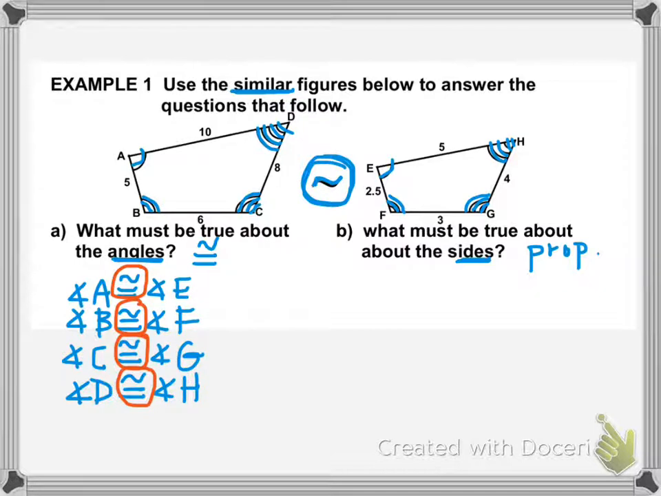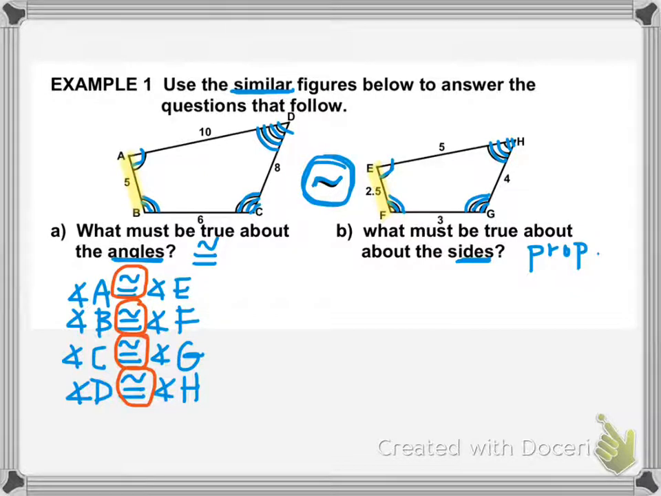So if I take two sides that match up, and I can tell by the angle markings which sides match up, for example, this 5 is going to correspond with this 2.5 because they both connect the 1 arc and the 2 arc angles. Okay, so what you do to show that sides are proportional is you make ratios and show that the ratios are equal. According to this, they are going to be proportional.